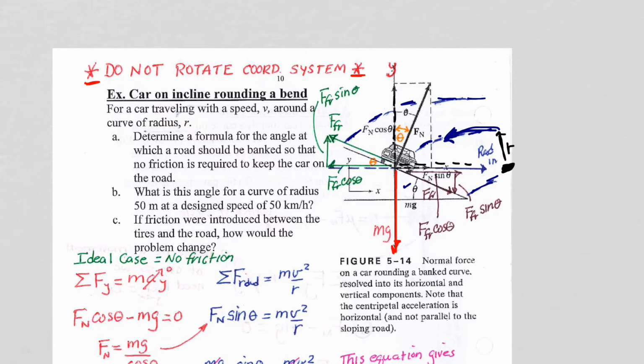And that is our coordinate system. That is really important. You will not solve this problem correctly if you rotate your coordinate system and look at it like a box on an incline. So leave the normal y-axis up and down. Radially inward axis is our positive direction, and it is not rotated.